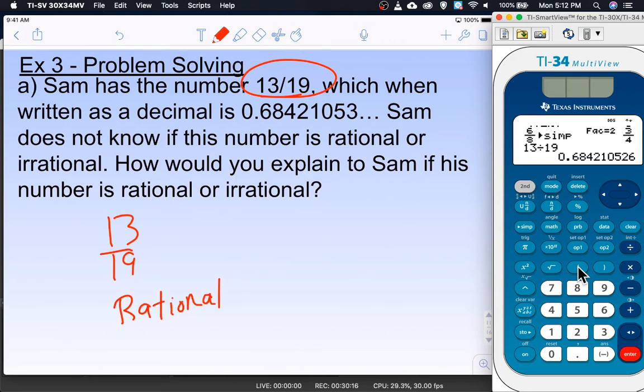So that's what we need to tell our friend Sam. Hey, Sam, because this number started as a fraction, I don't care what it looks like as a decimal. Because it started as a fraction, this number is rational. The definition of a rational number is any number that can be written as a fraction.